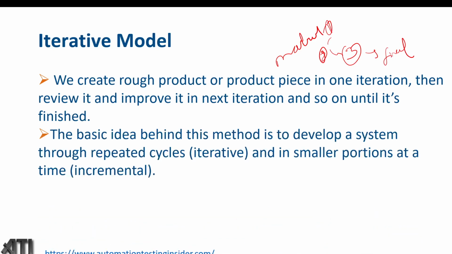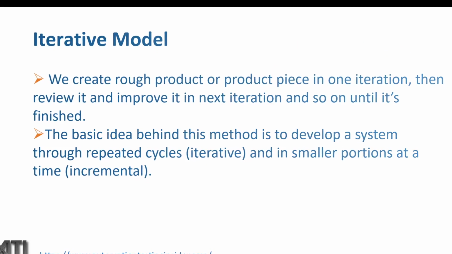The basic idea behind this method is to develop a system through repeated cycles, iterative, and in smaller portions at a time, incremental. So this is also called the incremental model. This is the combination of iterative plus incremental. Why is it called incremental? Because it increments the requirements, like module 1, module 2, then we got some other requirements, and then module 3. We incrementally add all those requirements, those modules. That's why it is called the incremental model as well.